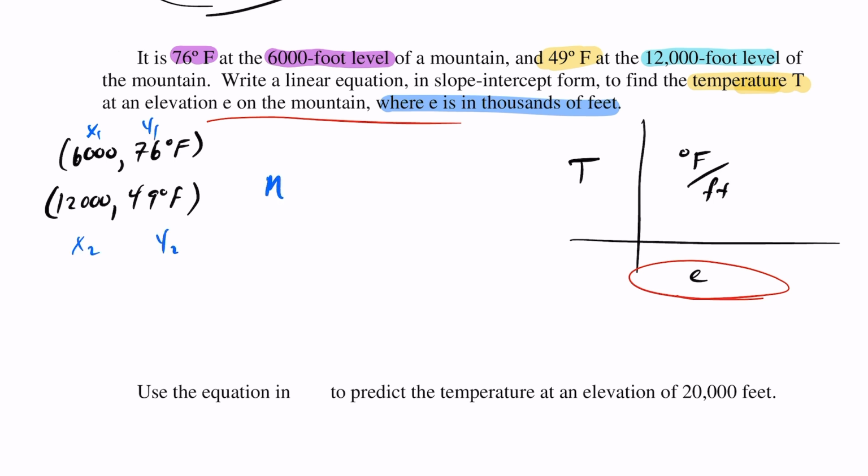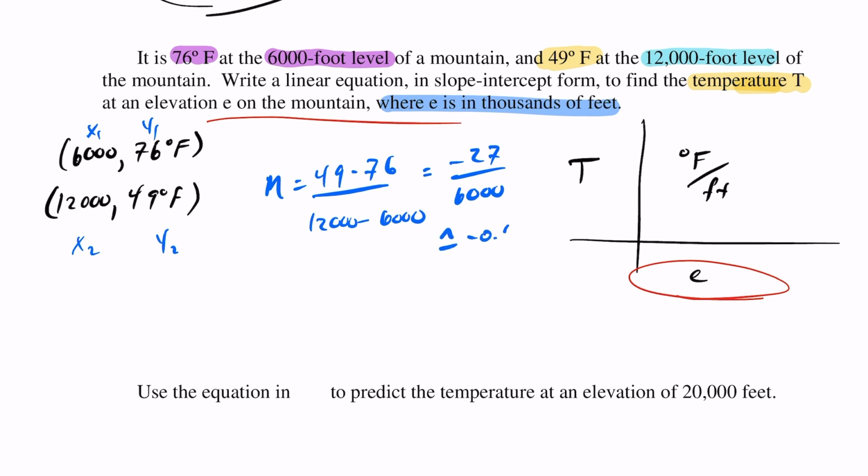And the slope of this is going to be y2 minus y1 over x2 minus x1. And if we do our math in this, we get negative 27 on the top and 6,000 on the bottom. And if I divide this out here, I end up getting negative 0.0045. And that's going to be your rate of change for this question.